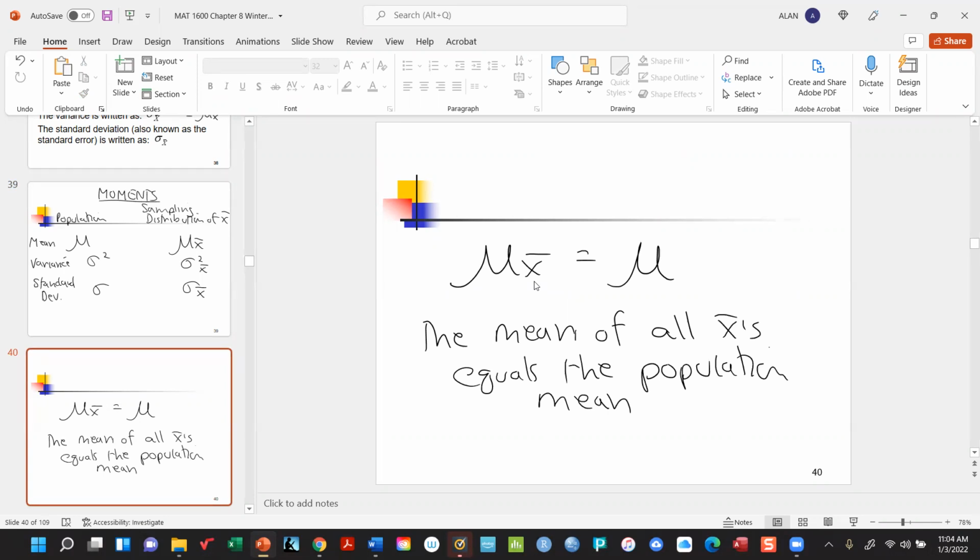All right, it's the next two that are a bit trickier. The next two, although you know that the standard deviation is the square root of the variance, here's what's going to happen.